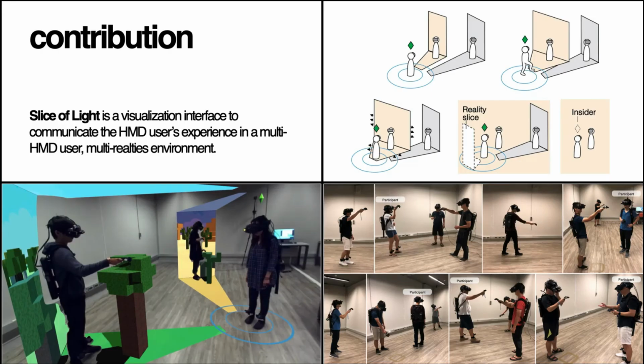Now, I will sum up the talk with our contribution. In this talk, we presented slice of light, a visualization interface that aims to communicate HMD users' experience among multiple realities. We presented the primary functions of slice of light and demonstrated its usability in application scenarios. We also conducted a user study to deliver design insights on managing multiple co-located HMD users' reality.